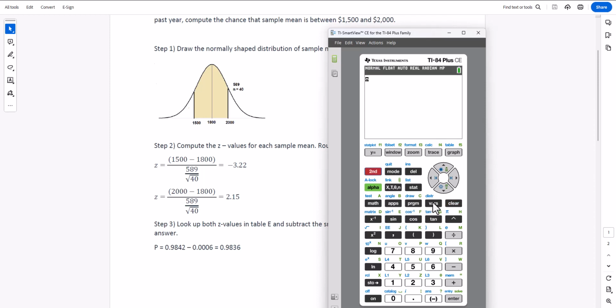We press second, distribution, select option 2. The lower value would be negative 3.22. The upper value is 2.15. Make sure the mean is 0, standard deviation is 1, and then click on paste or highlight paste, hit enter one more time, and we can round to 0.9836.